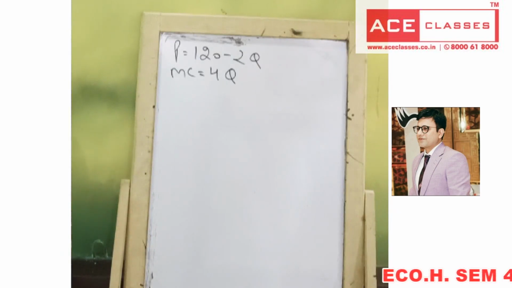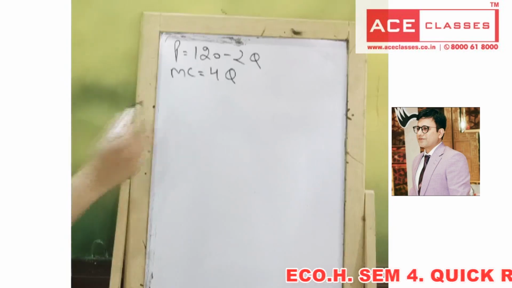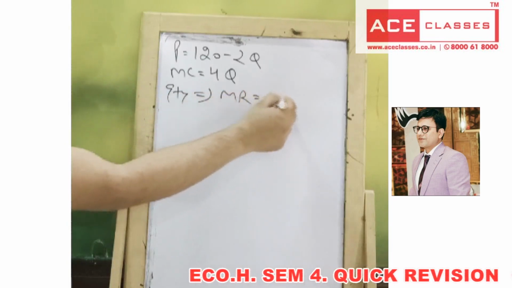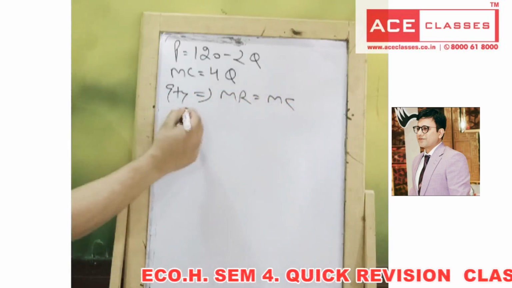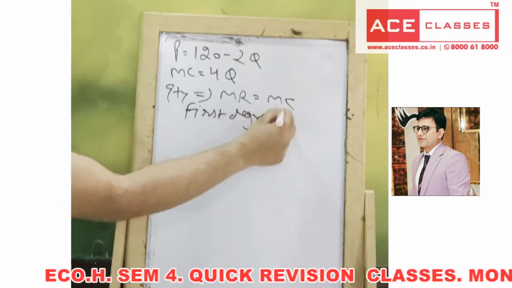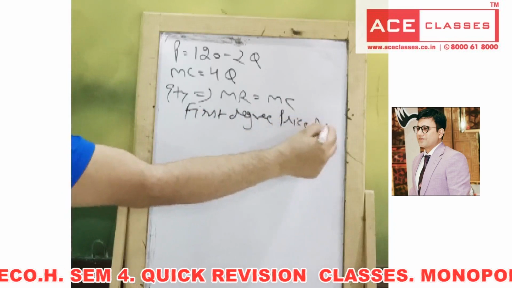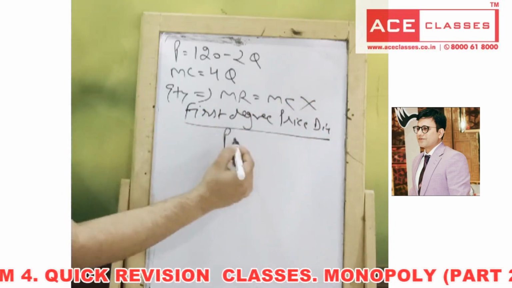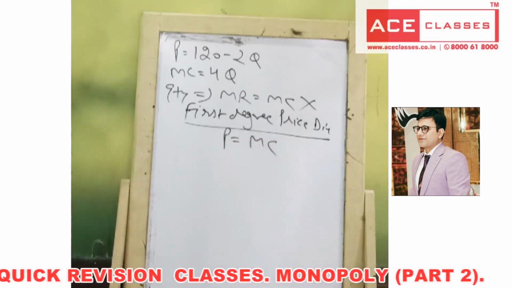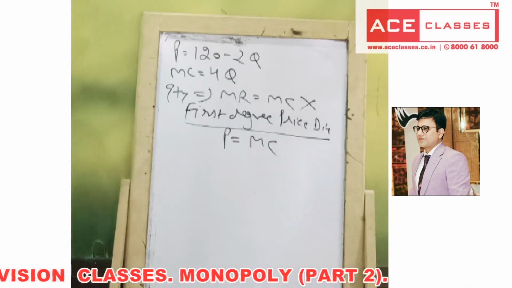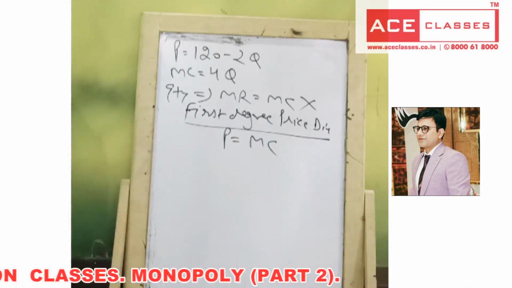So now we have one more numerical for you. In this case, we have a price function and MC. If there was no price discrimination, the equilibrium quantity would have been solved through MR is equal to MC. But if the question says that there is a first degree price discrimination happening, then this shall not be used. The approach that shall be used is P is equal to MC. Why? I'll be explaining that as well.